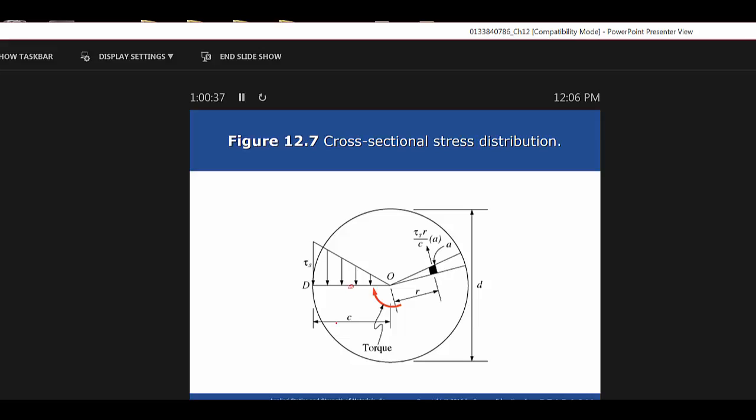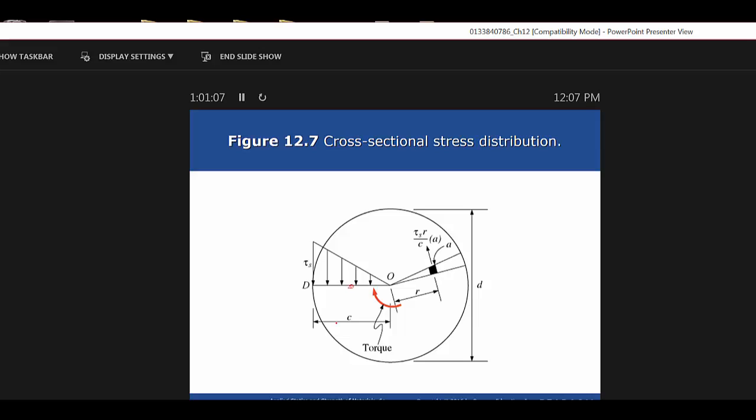So for the first one, solid shaft, this will be pretty easy. The polar moment of inertia equals pi times the diameter, which was 150 millimeters, raised to the fourth power divided by 32. So the polar moment of inertia is 49.7 times 10 to the 6th millimeters to the fourth. Remember, it's a moment of inertia, right?